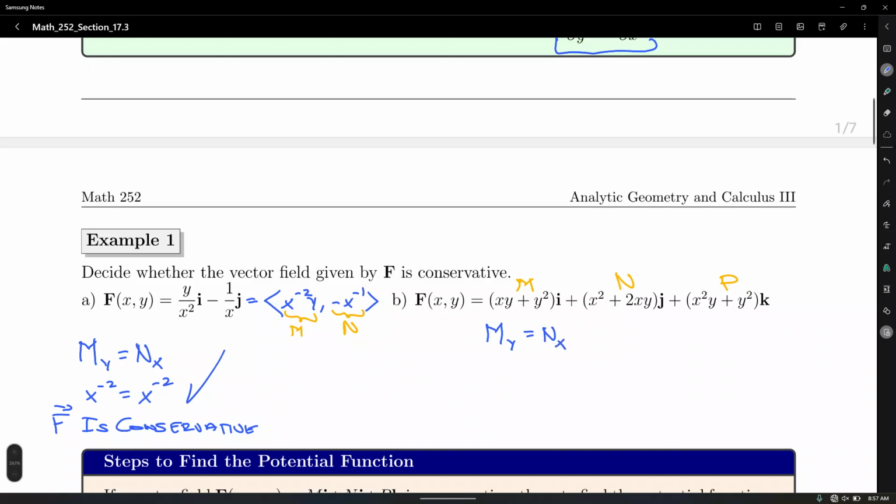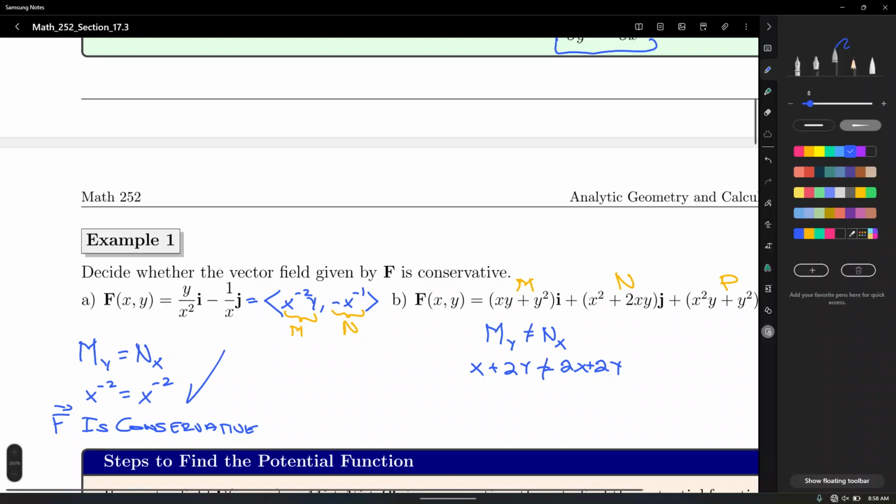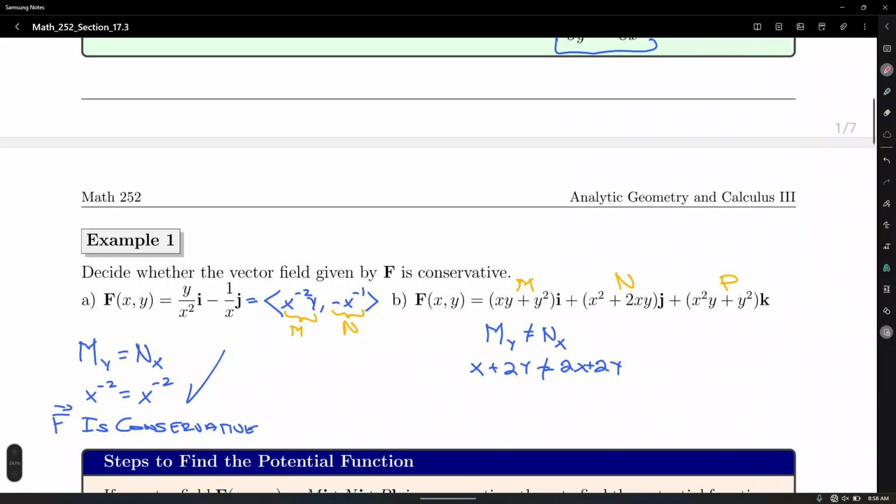Okay, what's the partial of M with respect to y? So, that is x plus 2y, right? x plus 2y. And what is the partial of N with respect to x? Is that 2x plus 2y? Are these partial derivatives the same? No. What does that mean? F is not conservative, and you're done. You don't need to bother and check the other conditions. The minute one of these conditions fails to be satisfied, don't bother evaluating or checking the other two. You're done. So F is not conservative.